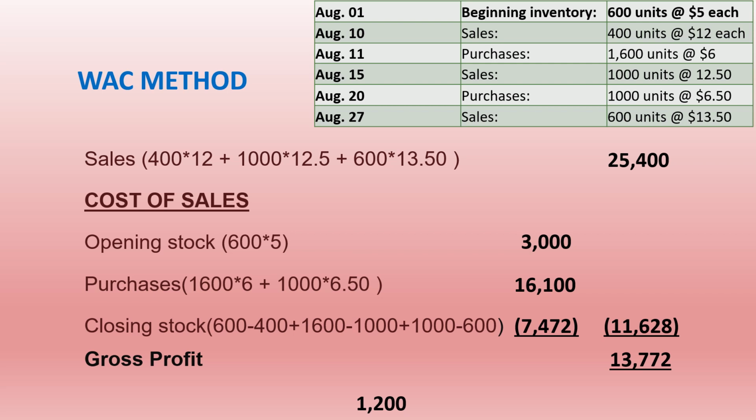For this one, I have used the old inventory valuation method of preparation of table. So the cost of sales figure here is 11,628. And this will result in the ultimate gross profit of 13,772.